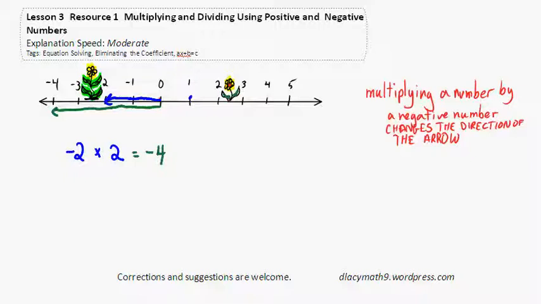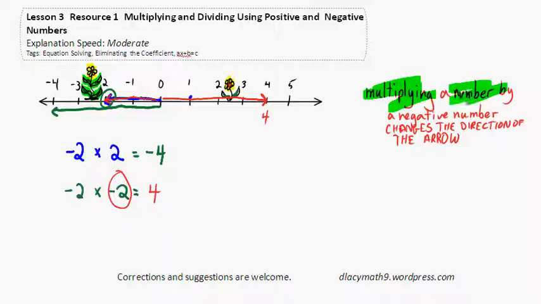Now, I hope you can see what's coming next. What if I take negative 2 and multiply it by negative 2? This particular one can mess a lot of people up. The answer is not negative 4. Here's why. Multiplying negative 2 by negative 2 makes it 4 units long, but it changes the direction. Since it was already pointing in the negative direction, it now points in the positive direction. Positive 4. Multiplying a number by a negative number changes the direction of the arrow.